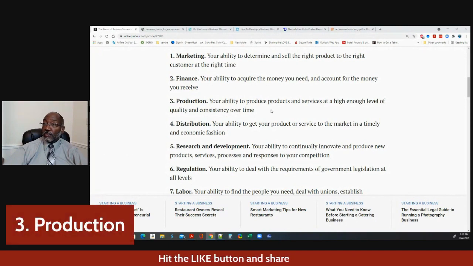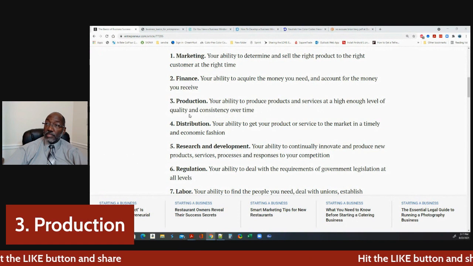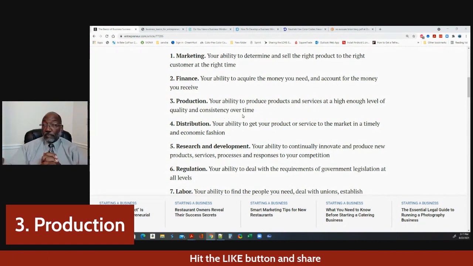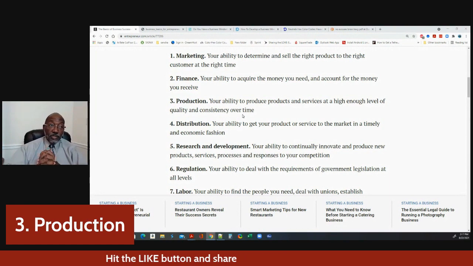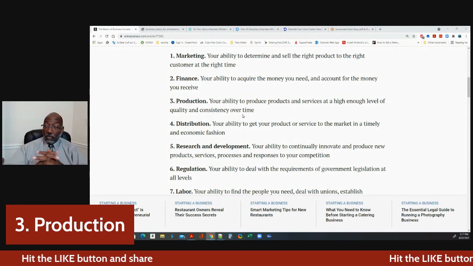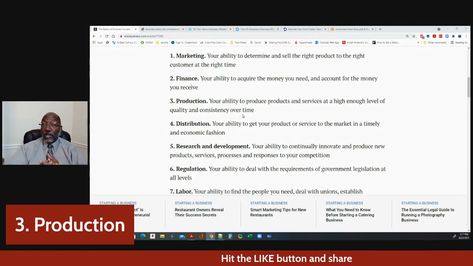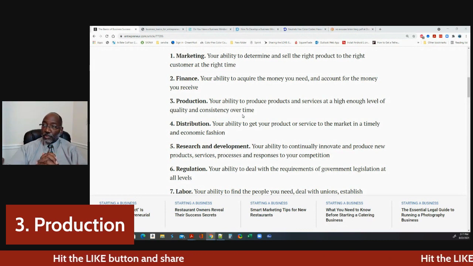Production: your ability to produce products and services at a high enough level of quality and consistency over time. Well, that goes into your ability to go out there and do the work. When it comes to the notary, it's like, okay, well, what am I producing? The product is you.